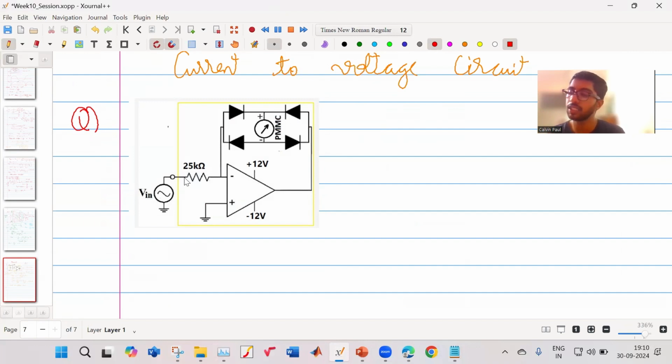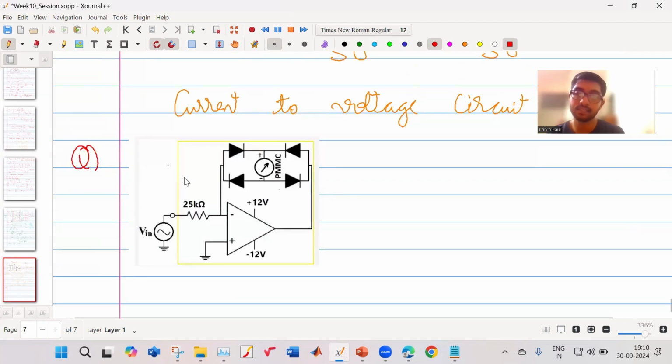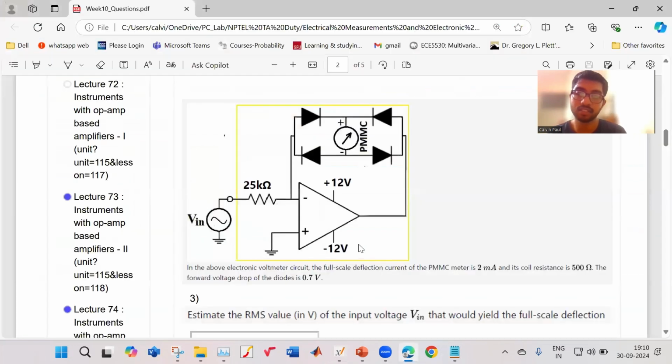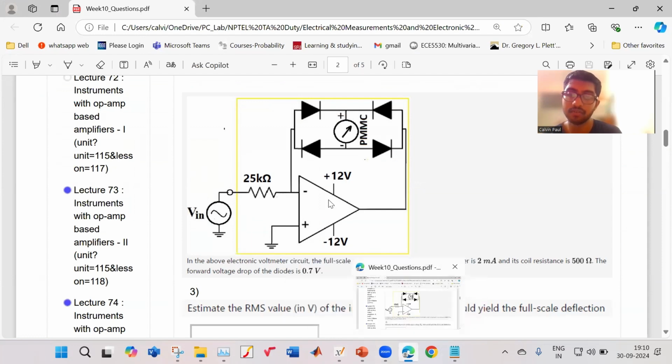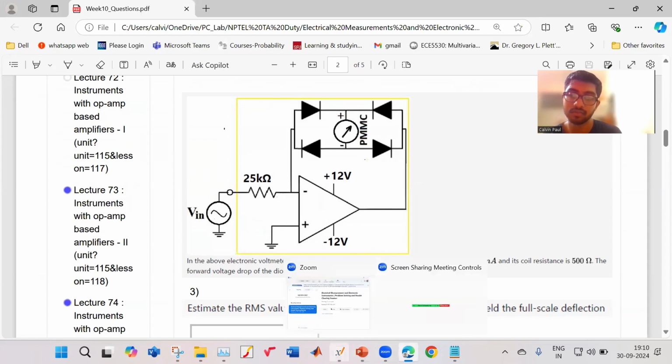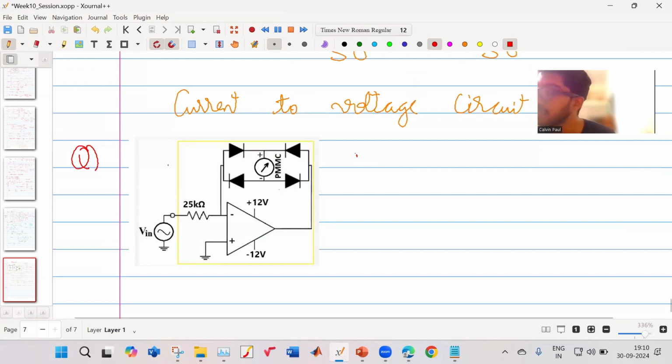Let us note down what they have asked us. In the above electronic voltmeter circuit, the full scale deflection current of the PMMC meter is 2 milliampere and its coil resistance is 500 ohm. The forward voltage drop of the diodes is 0.7 volt. Okay, so we have this PMMC ammeter.